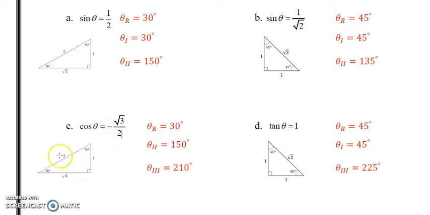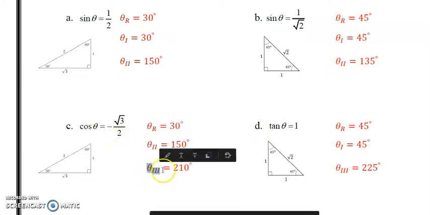What we're going to do is we have the adjacent of 30, so it would be root 3 over 2. So we know we're dealing with a reference angle of 30. That's not going to be one of our answers. That just gives us our reference, because we know that it has to be negative. So cos is negative in quadrant 2 and in quadrant 3.